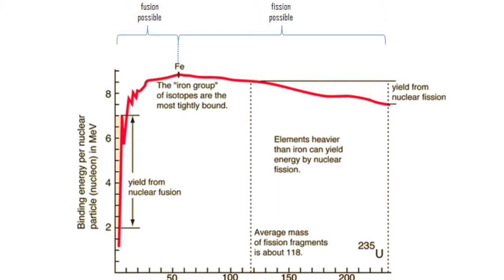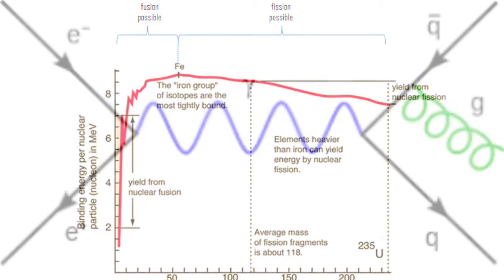Nuclear fusion is the combining of two light nuclei into a heavier nucleus. This is the process which provides stars, such as the Sun, with their energy source. Nuclear fission is the splitting of a heavy nucleus into two lighter nuclei. This is the process which provides current nuclear power stations with their energy source.